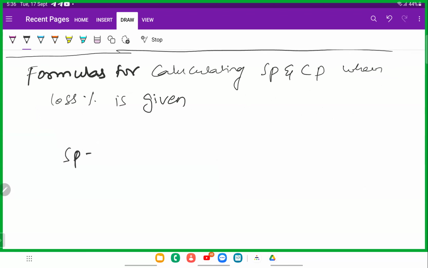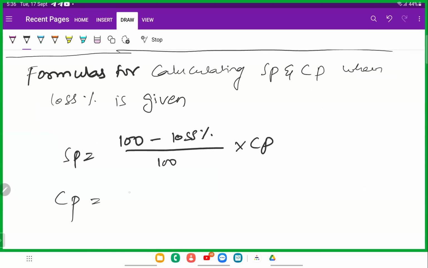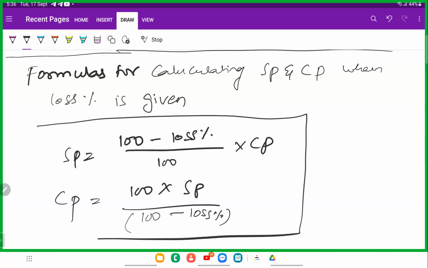So SP is equal to (100 minus loss percentage) by 100 into CP. Similarly, CP is equal to 100 into SP by (100 minus loss percent). These are the two ways we calculate selling price and cost price when loss percent is given. These formulas are not rocket science.